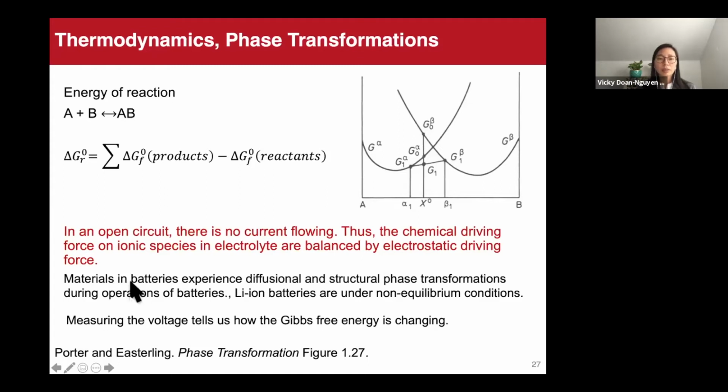And the materials in these batteries experience diffusional and structural phase transformation during the operations of these batteries. And as you're applying current to drive ions from one side, cathode to anode, anode to cathode, what's happening is that you're operating under non-equilibrium conditions. So when we measure the voltage of the cell, it's giving us a snapshot of what the Gibbs free energy looks like in the cell.